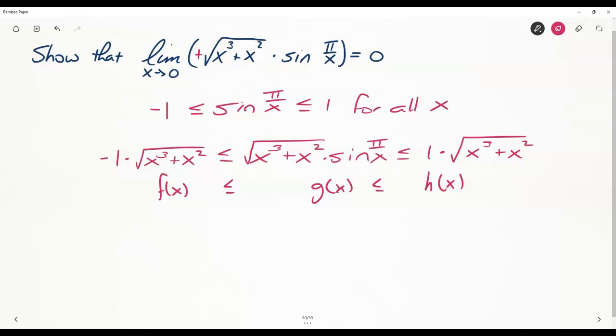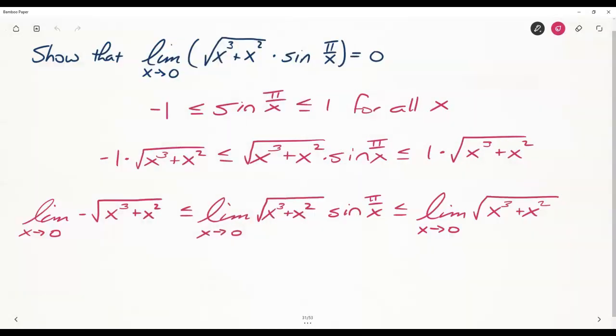Yeah, because it was the sine of pi over x. That was what was stopping us from using direct substitution in the first place. Now, my smaller function and larger function do not have that pi over x. So direct substitution is valid. So if I do direct substitution for f of x and h of x, what's going to happen is I'm going to get something that looks like this.